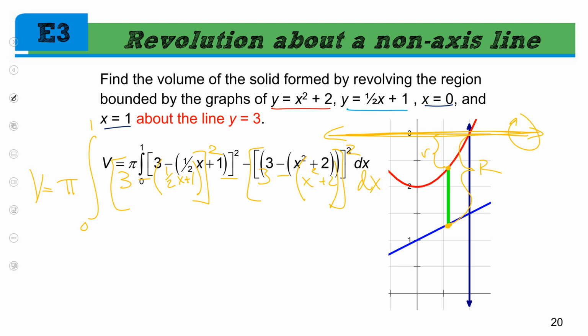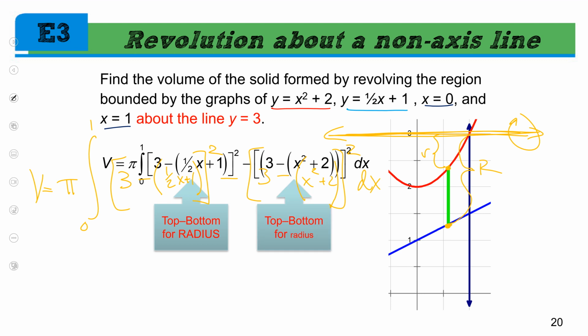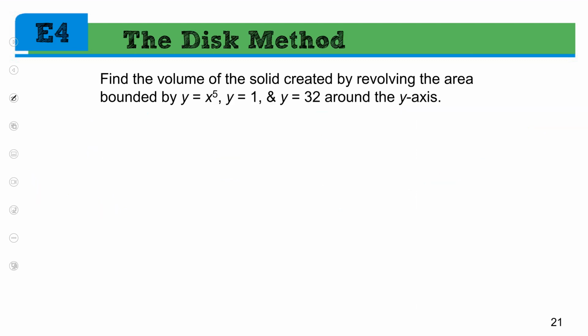I think that's what I have there. Yep. Okay. Top minus bottom for capital R. Top minus bottom for little r. Life is good. What happens when it's not around the x-axis or it's not around a vertical line but a horizontal line? It's the exact same thing. It's just y's instead of x's.